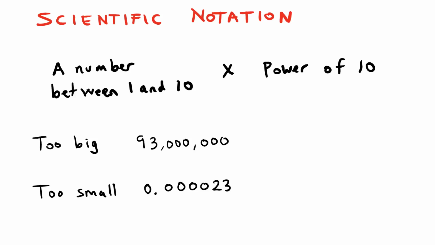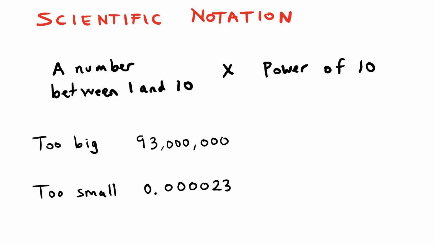Hello guys, today we will talk about scientific notation. We use scientific notation to show too big or too small numbers in a short notation. So when we are converting numbers into scientific notation, we will have a number between 1 and 10 multiplied by a power of 10.